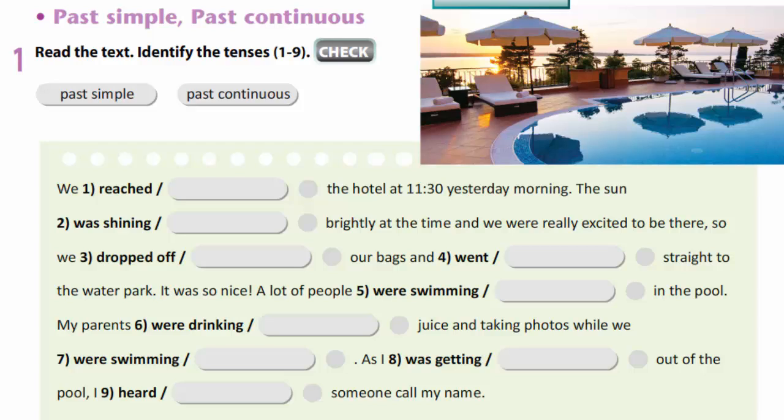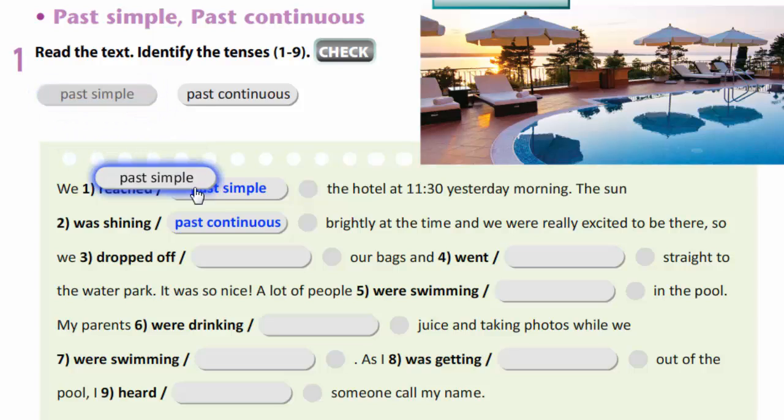Let's check. We reached the hotel at 11:30 yesterday morning. Past simple because reach with ending ed. The sun was shining brightly at the time and we were really excited to be there. Past continuous is formed by the verb was plus shine plus ending ing.